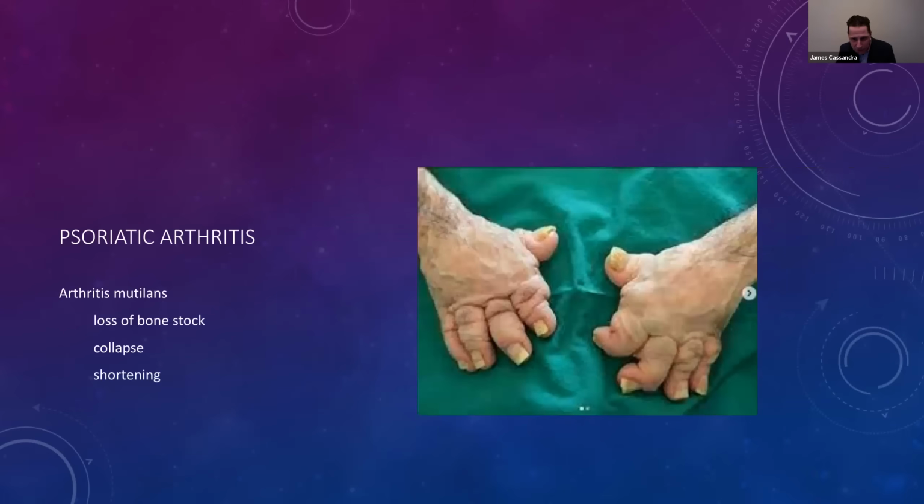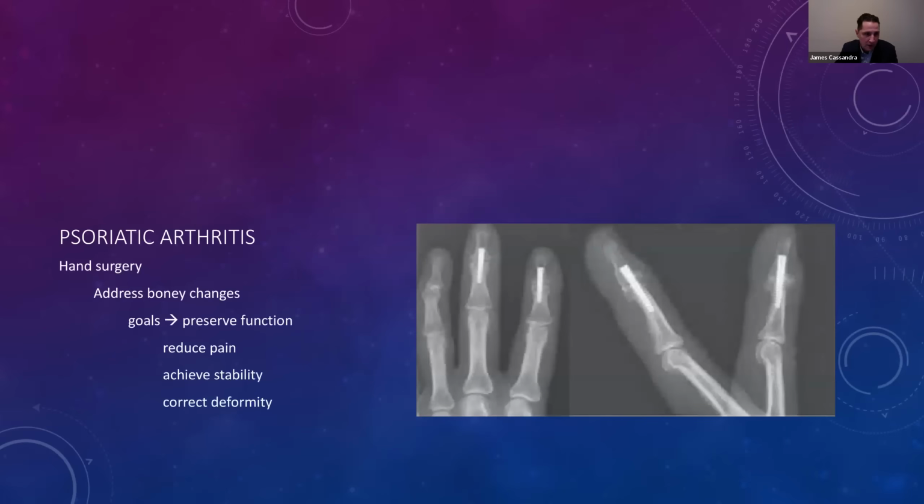And the most aggressive case is the arthritis mutilans. It leads to loss of bone stock. There's collapse of the digit, shortening, and it makes it very hard to function, make a fist, grab things, or use a hand. With hand surgery, the goal of treatment here is to address the bony changes, preserve function, reduce pain, achieve stability, and correct deformities, and provide better function through doing this. Here's an example of a fusion of the distal interphalangeal joint.